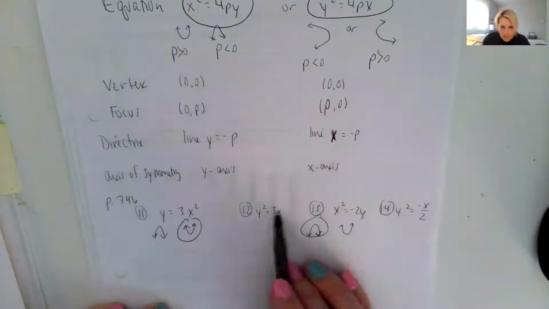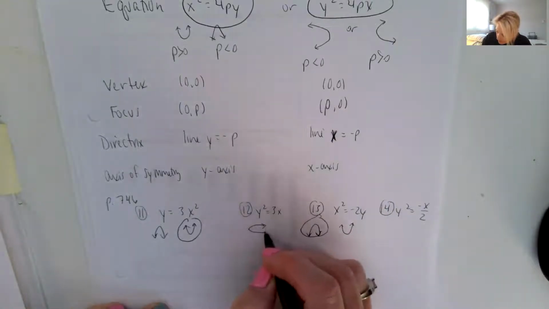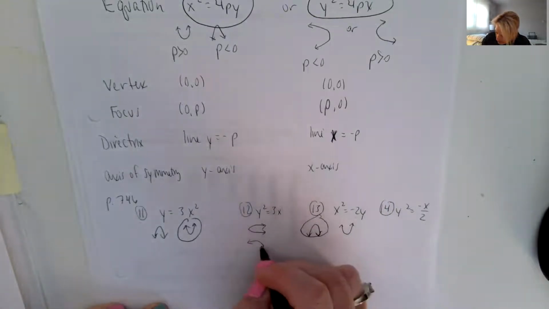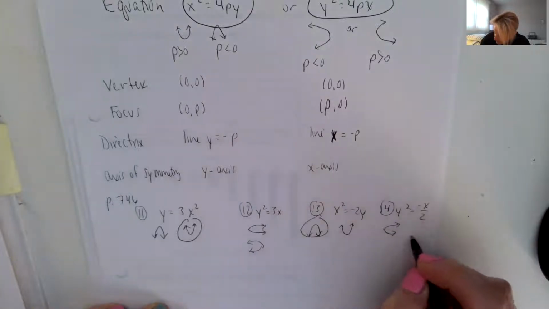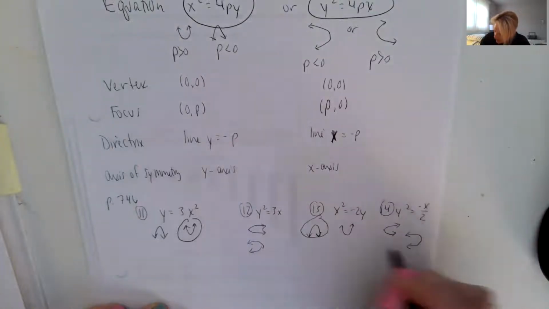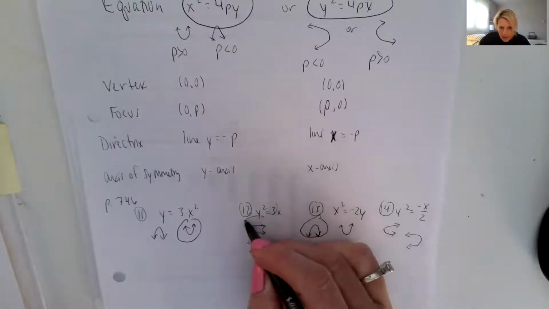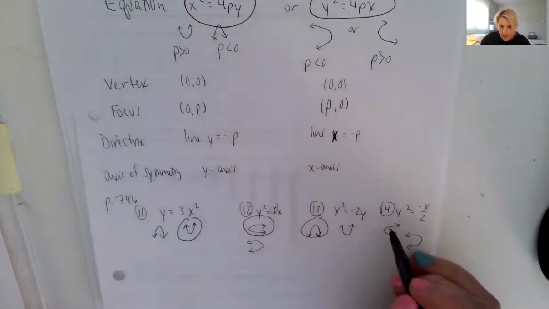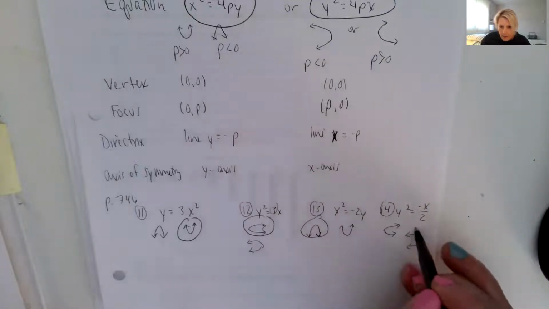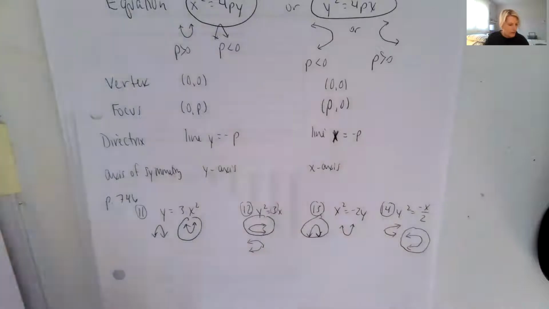12 and 14 are both y squared, so they're either going to be a face right or a face left. 12 is a positive coefficient, so I think it's going to be a face right, because that's when p is greater than 0. And 14, I think is going to be a face left because the coefficient is negative. That's just my initial guess. So let's look at the graphs.